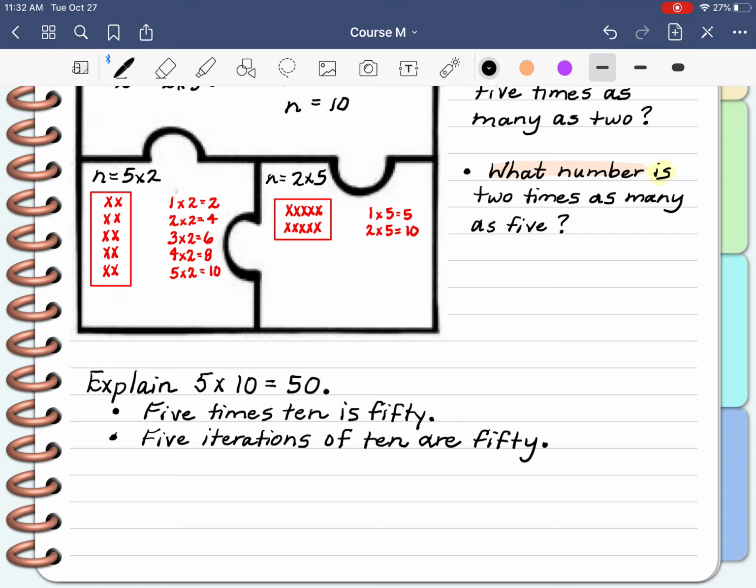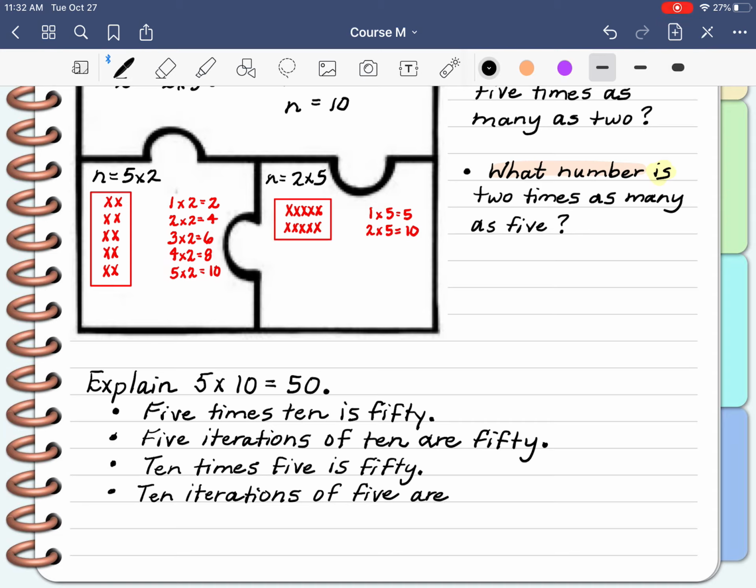But there's another way. What if I said 10 times 5 is 50? That's true. So if that's true, 10 iterations of 5 are 50. So those are some ways to explain that equation.